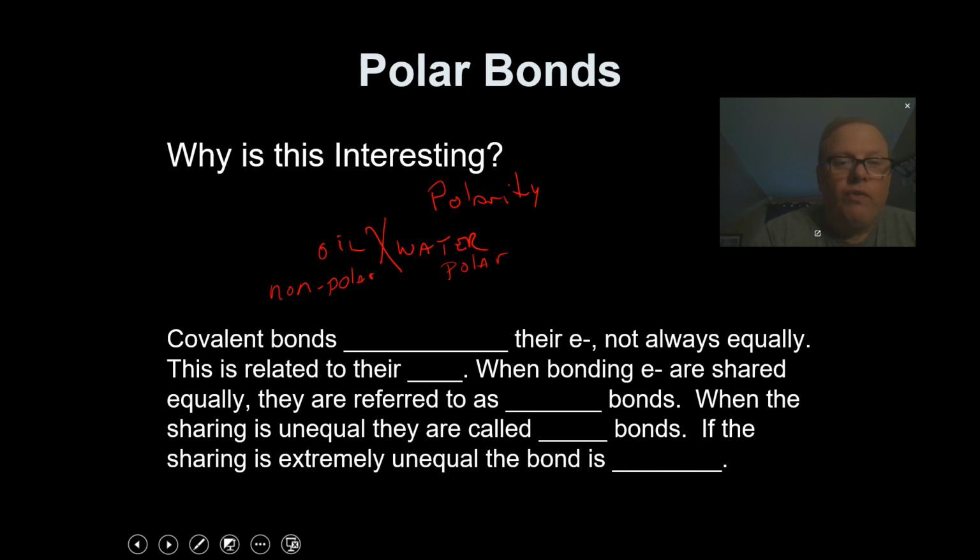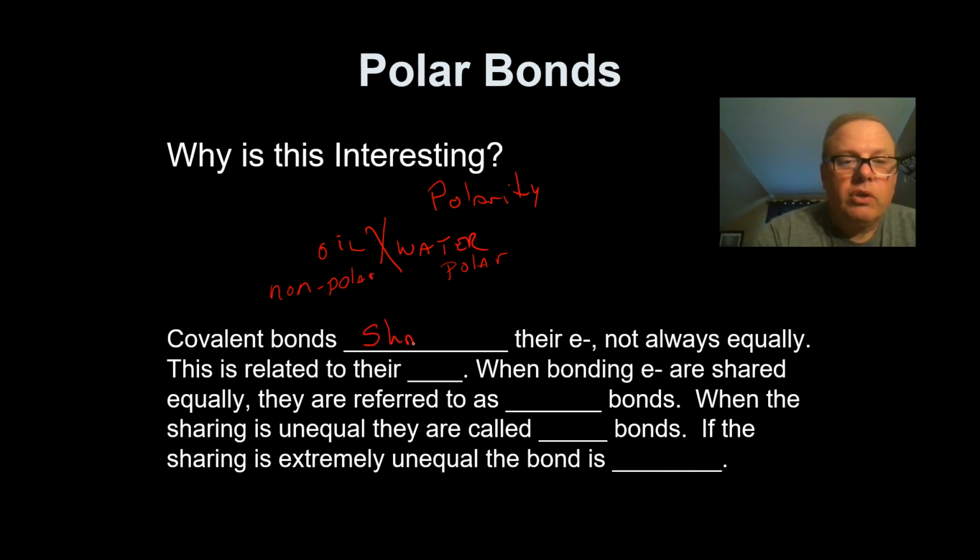Now, covalent bonds share their electrons, but not always equally. And this is related to their electronegativity. So if you haven't yet, take a pause and go and get your electronegativity chart out, because I'm going to be going to some of the values here. When bonding, if the electrons are shared equally, they're referred to as nonpolar bonds. So we have equal sharing, it's nonpolar. If the sharing is unequal, then they are polar.